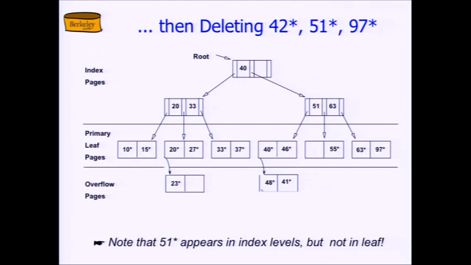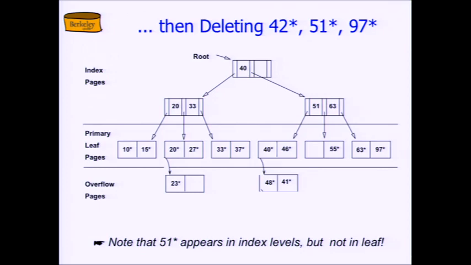It still acts as a pivot, nicely said. 51 in this case is just directing traffic. It's pivoting our search to the left or to the right. Sure, it could be any value between 47 and 55 there, but 51 is a perfectly reasonable number to have there.